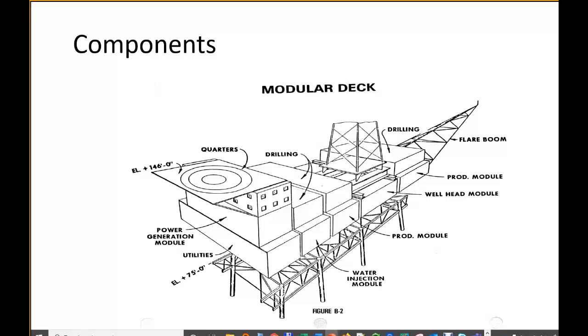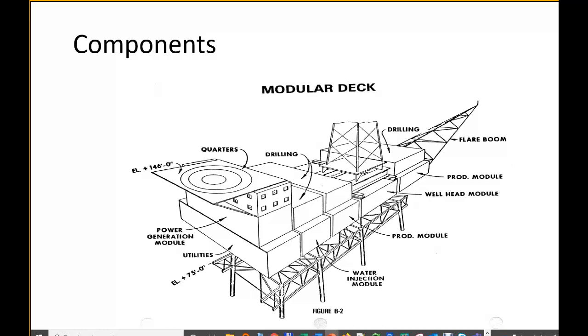Okay. So you have the wellhead or the well bay module. You have the production, which is the processing facilities. Then you have another production module here, water injection, drilling. You might have the mud package, the cementing pumps, and then closer to the living quarters you have the heli deck, and you have power generation, and also the utility module.